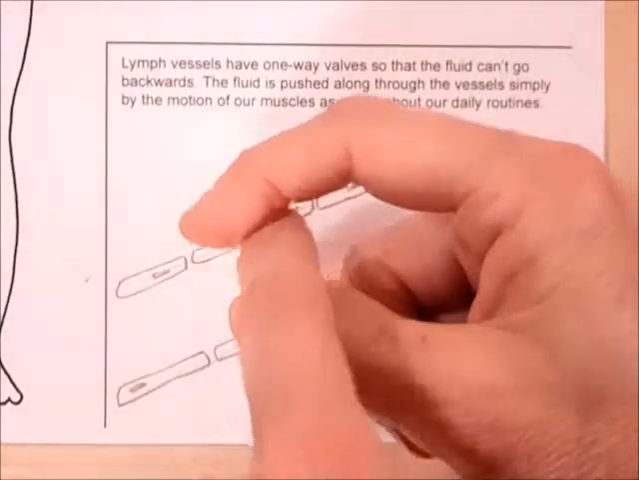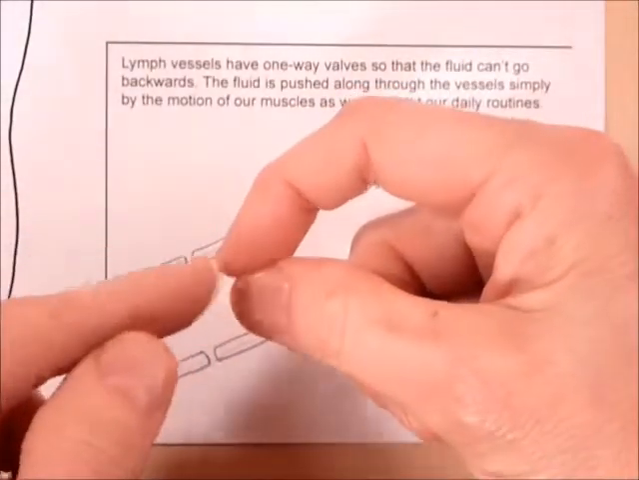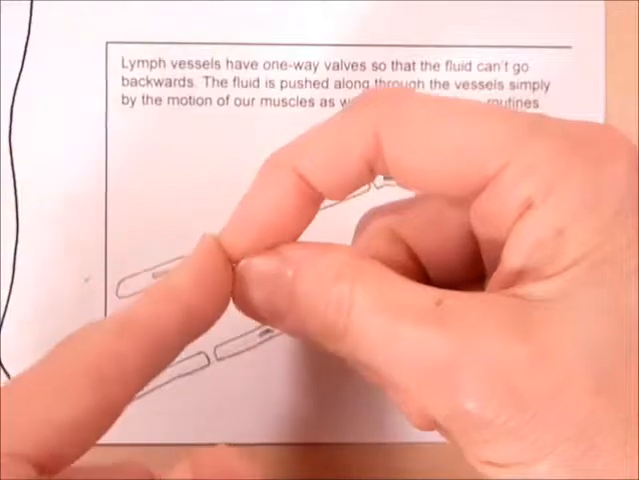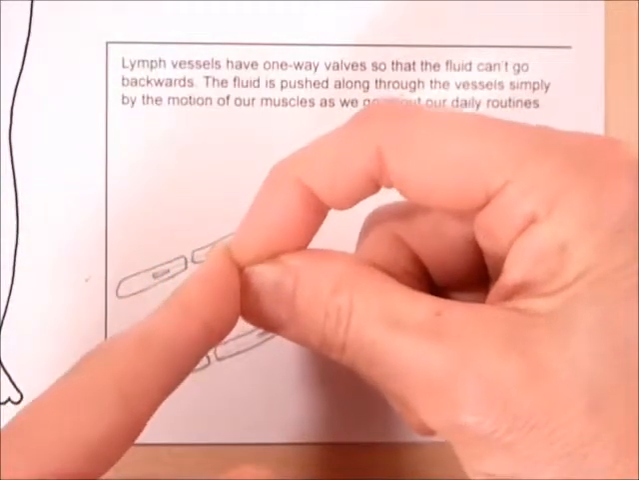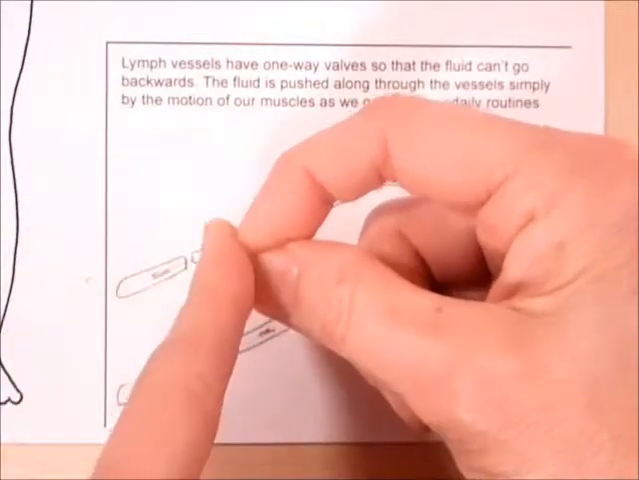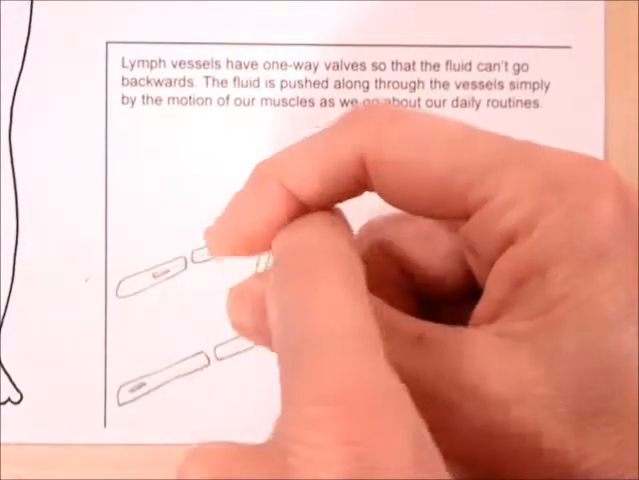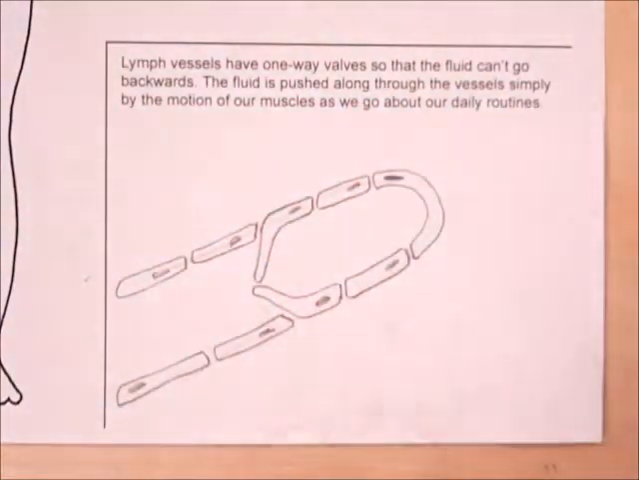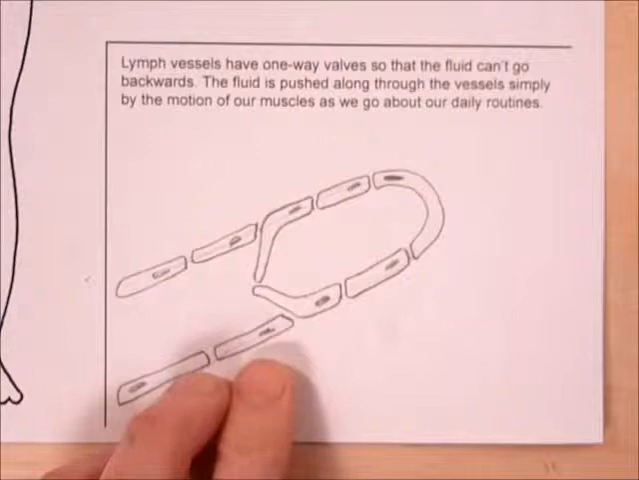You can push it open this way easily, but if it tries to get back, the pressure pushing here is just going to squeeze them more tightly together. So the more you try to get back, the tighter they squeeze. But this way, it easily opens. Okay, so this is a one-way valve for fluid.